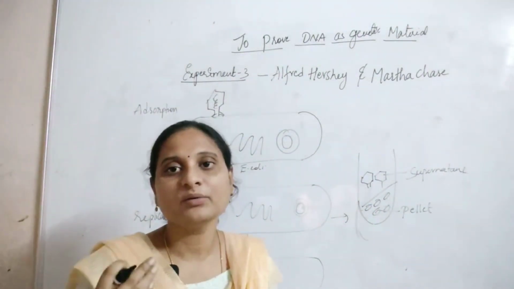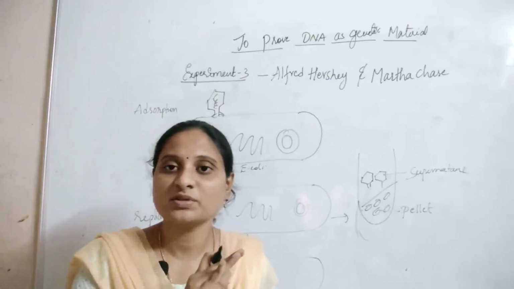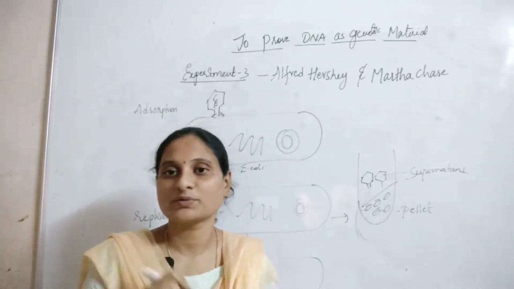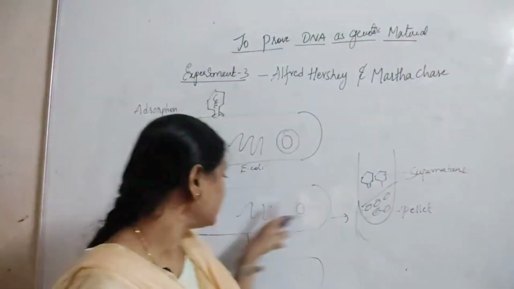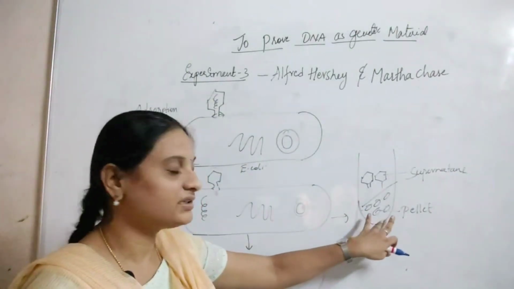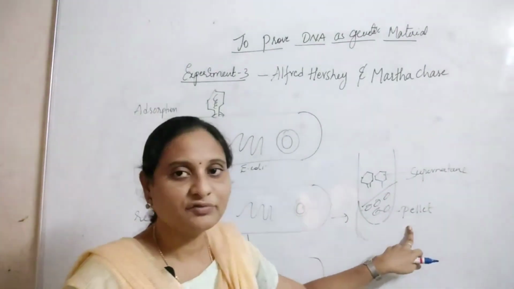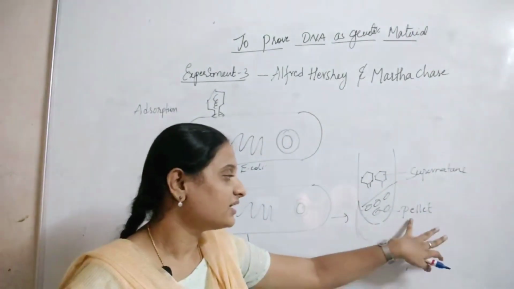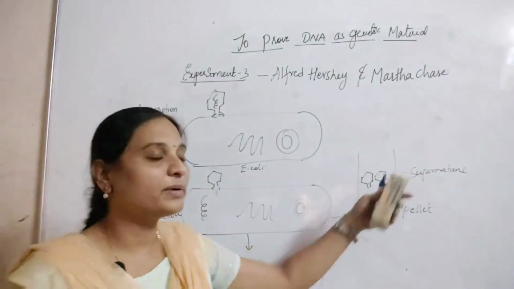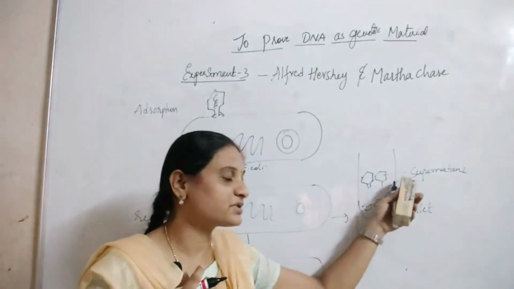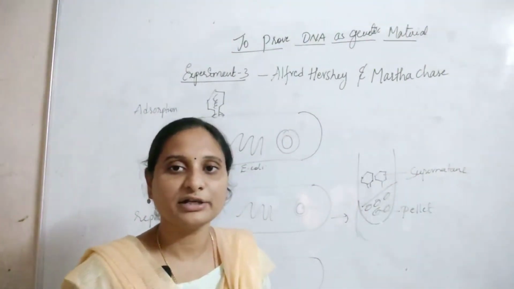In the second medium, what happened? The phosphorus, which is not present in the protein but definitely present in the DNA. So now here the DNA has been incorporated. That means in the pellet, in the bacterium, the radiolabeled DNA has been identified, whereas the supernatant which we can see is a capsid protein which is non-radiolabeled.